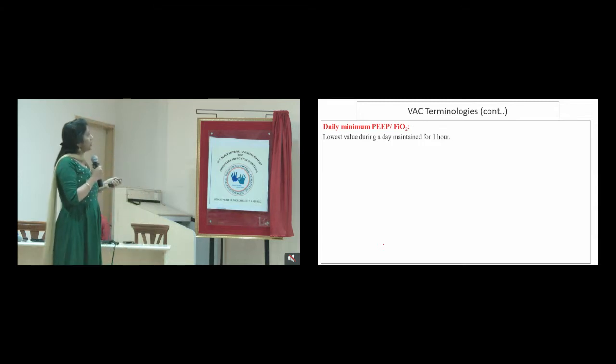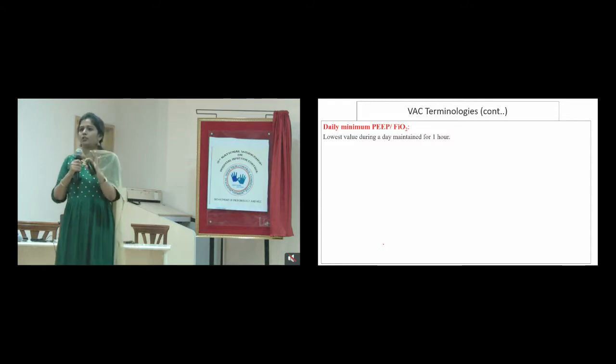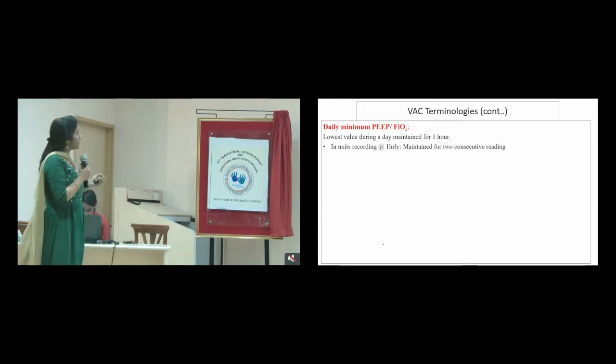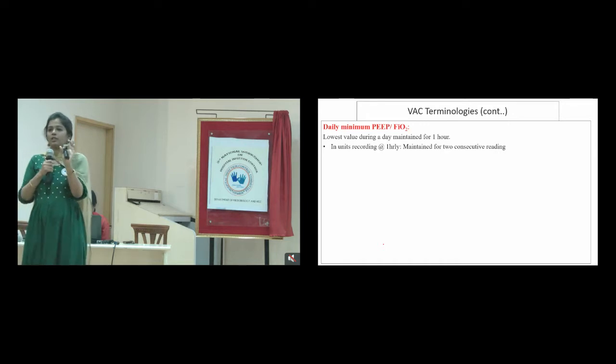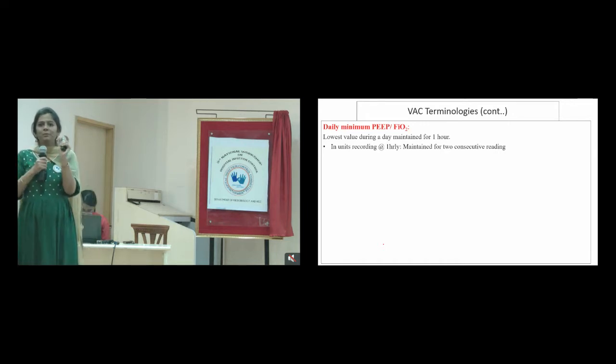The lowest value during the day maintained at least for 1 hour is the definition of daily minimum value. Lowest value maintained at least for 1 hour. I'll show you the example. With this there are certain rules. If it is recorded hourly, what is the definition? The daily minimum value has to be maintained at least for 1 hour. Clear? That is the definition.